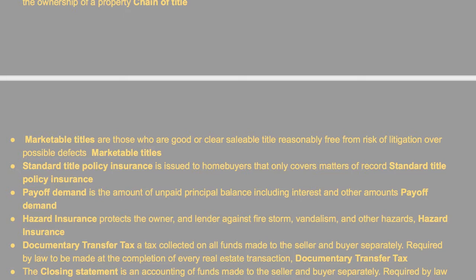Documentary transfer tax is a tax collected on the transfer of property. The closing statement is an accounting of funds made to the seller and buyer separately, required by law to be made at the completion of every real estate transaction. Good funds have been cleared by the bank, such as a cashier's check, certified checks, or wired funds. Impound accounts are trust accounts set up to set funds aside for future costs relating to a property.